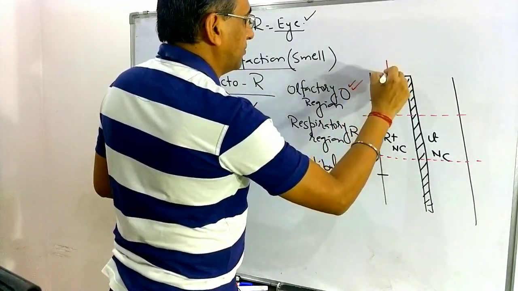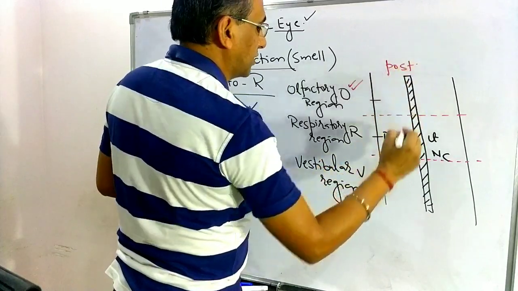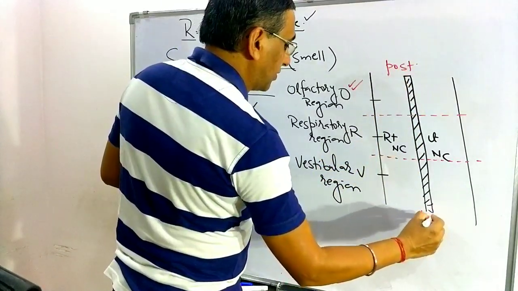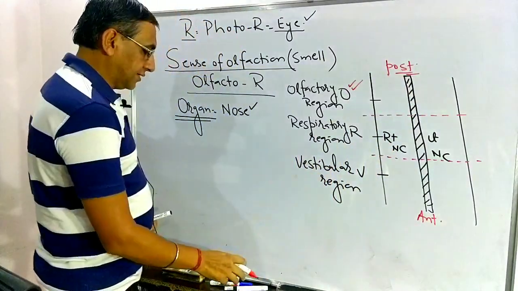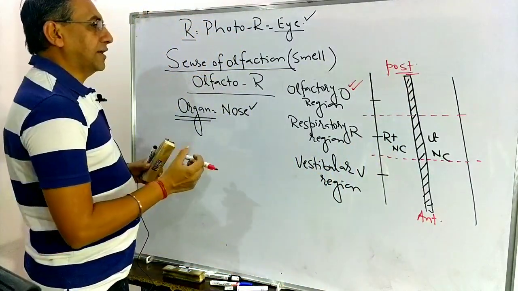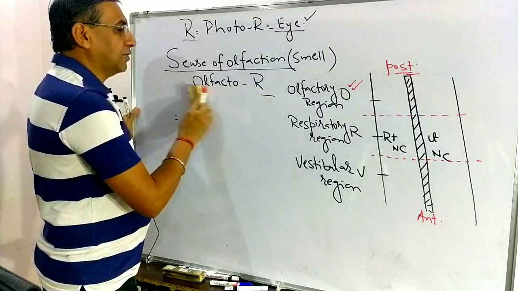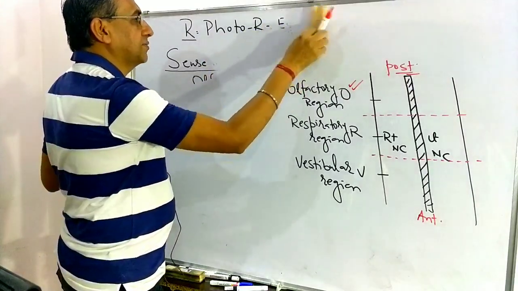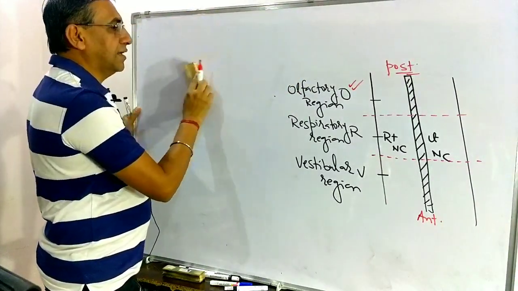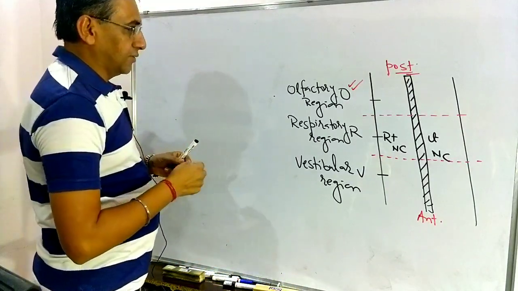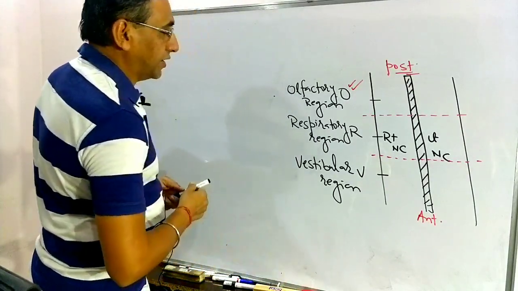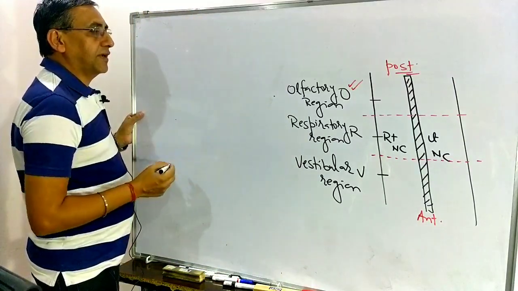This is the posterior most part and this is the anterior most part of the nose. On the posterior most part of the nose is the olfactory region. So which part of the nose is related to receiving the sense of olfaction or smell? That is the olfactory region, the third or posterior most region of the nose.